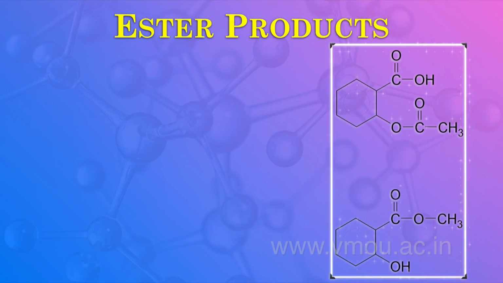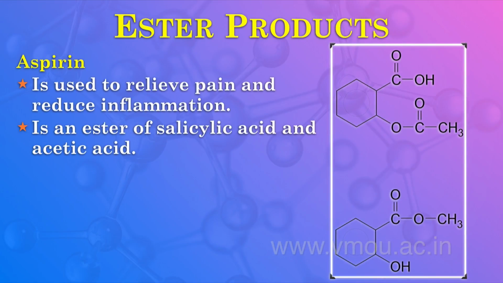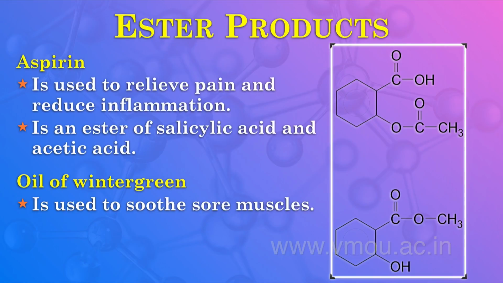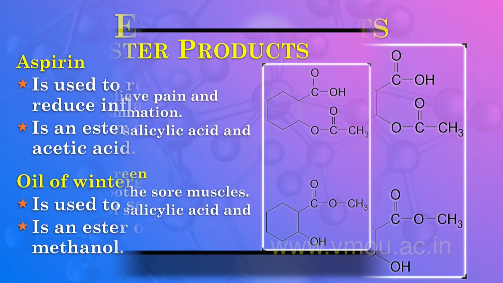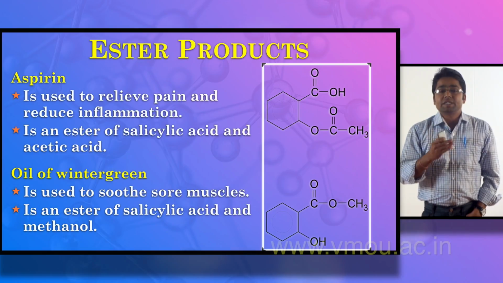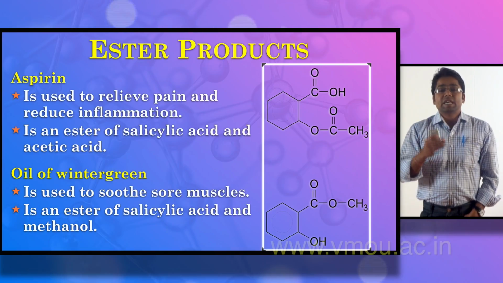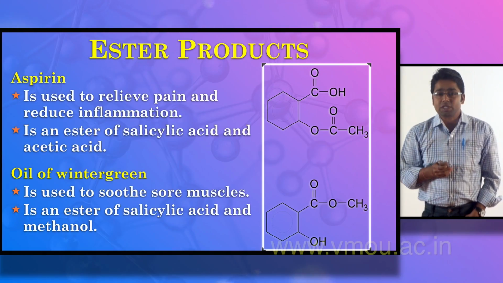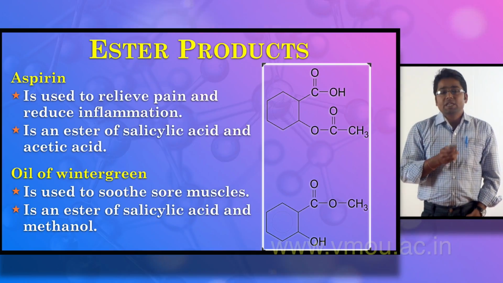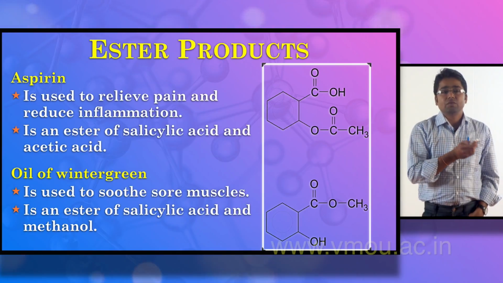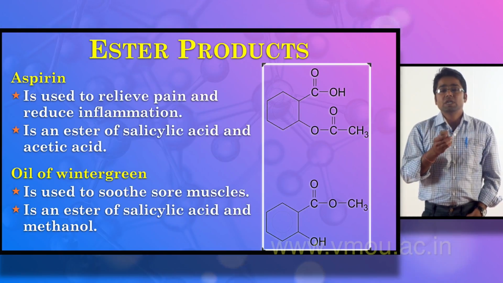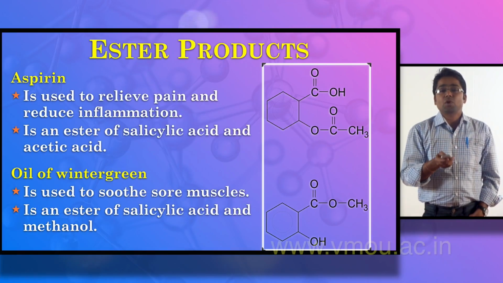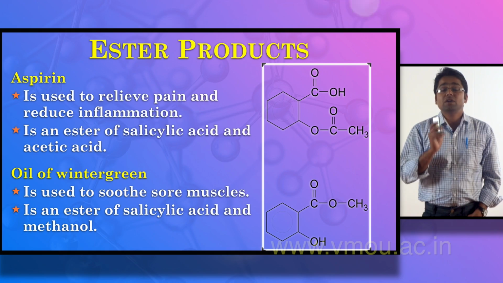What are the ester products in nature, where is ester present? Mostly aspirin, which is present in many things in nature, and another one is oil of wintergreen, which is an ester of salicylic acid with methanol, and there are some other examples of ester products. One more thing: the smell of any natural organic substance like flowers and fruits is mainly because of the ester byproducts present in the fruit or flowers.